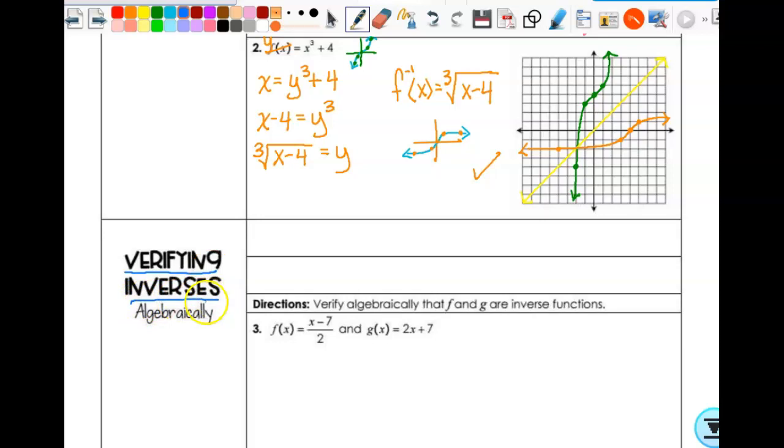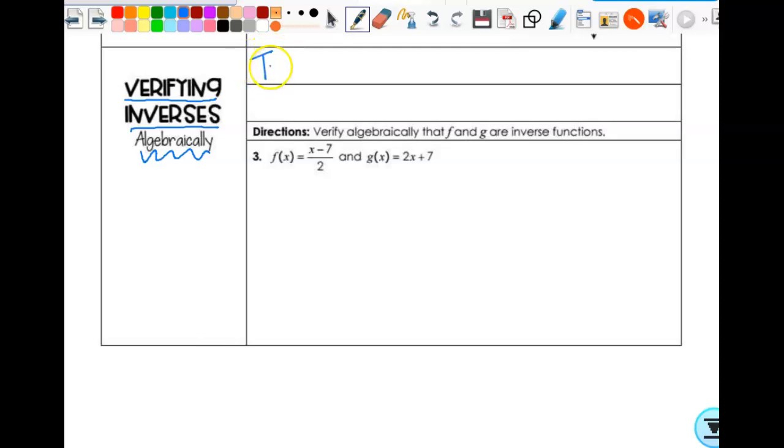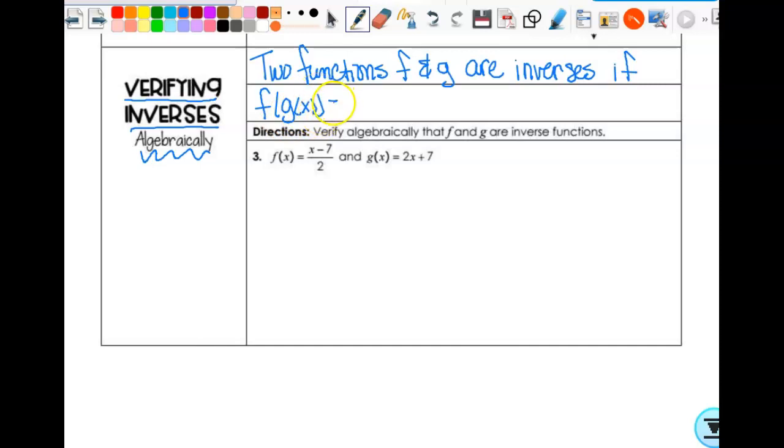Now we're going to verify the inverses algebraically. In order to verify them graphically, you have to be able to graph. To verify them algebraically, you have to be able to do algebra. And this is what this says. Two functions f and g are inverses if f of g of x equals x and g of f of x equals x.